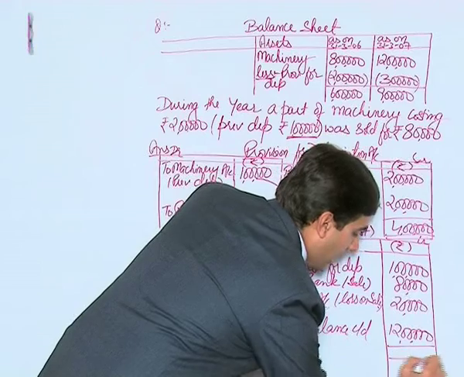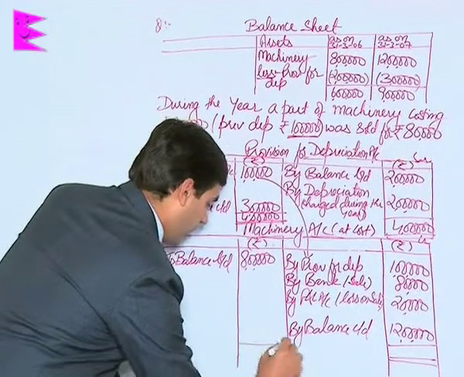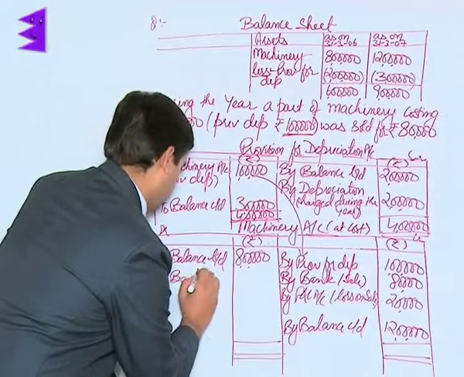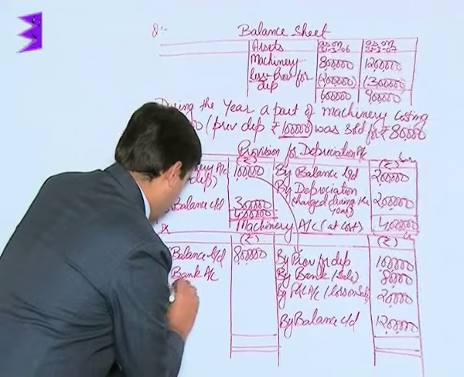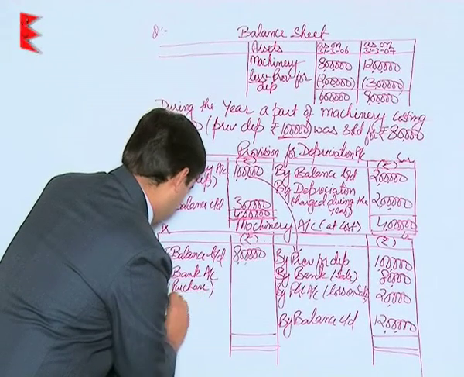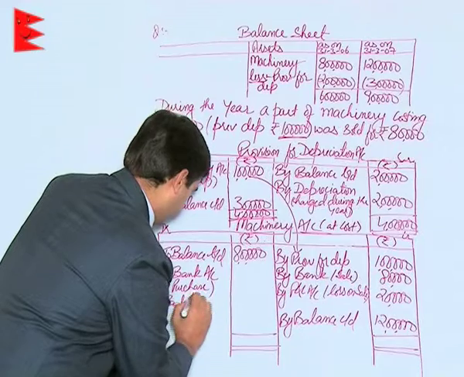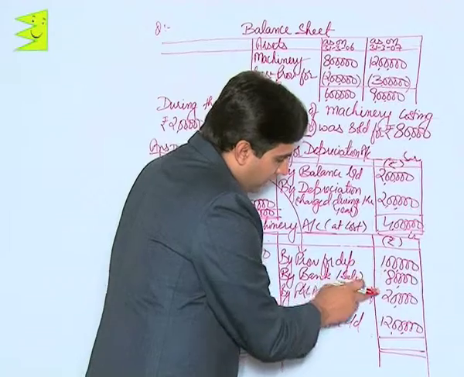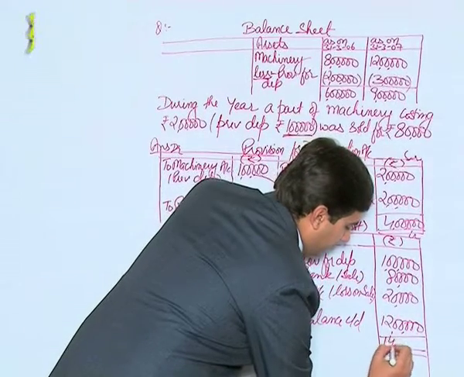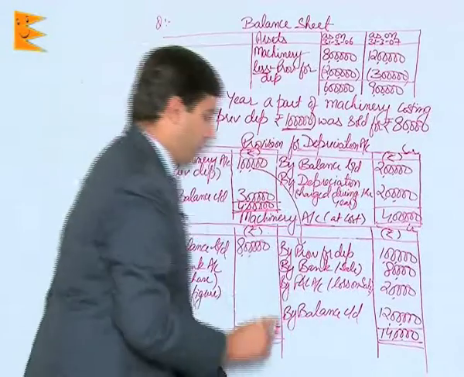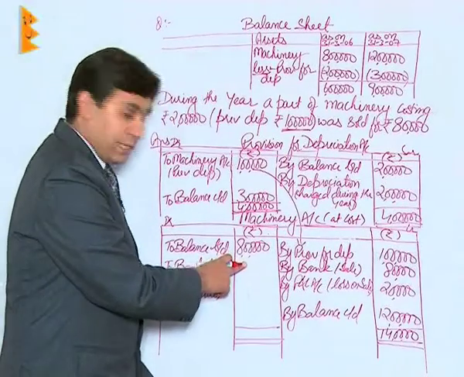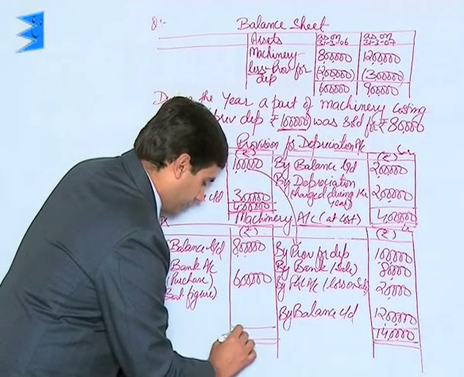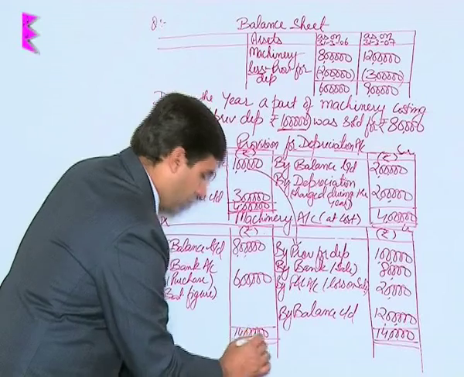Let us total this out and calculate the amount of asset purchased during the year. To bank account, purchase during the year, and remember it is the balancing figure. So students, the total on this side is 2 lakh plus 12 lakh, 14 lakh. 14 lakh minus 8 lakh, the purchase amount comes to rupees 6 lakh. And the total is 14 lakh on both the sides.